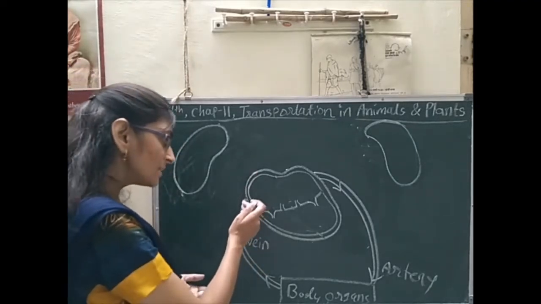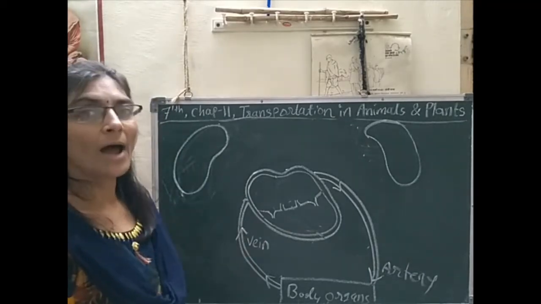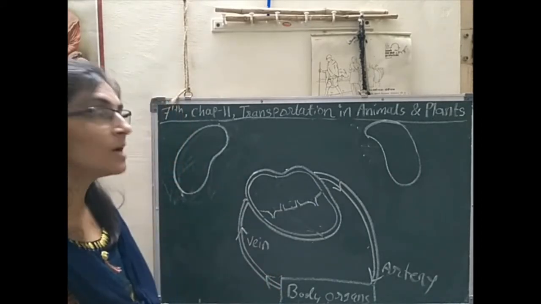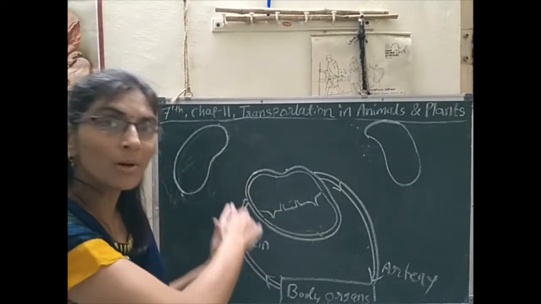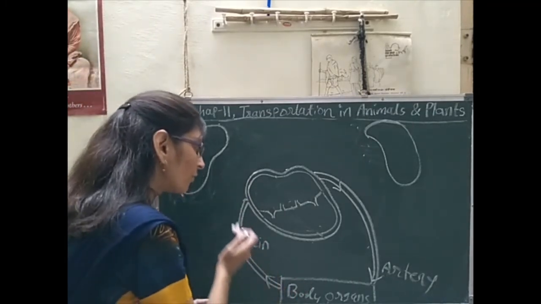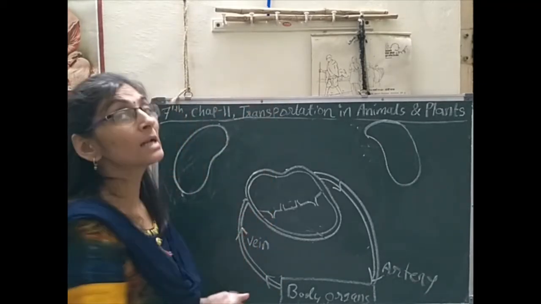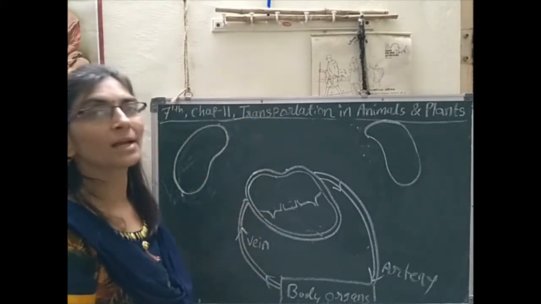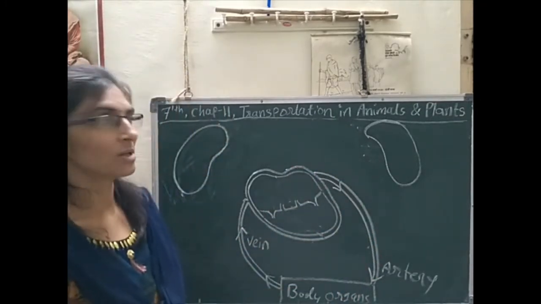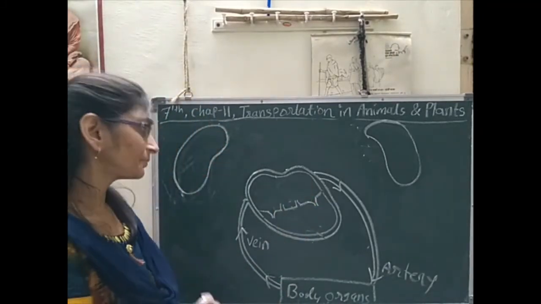So veins have valves inside. Why? Because the blood should not get reversed, as it is deoxygenated blood, and it should not flow backward. That's why, for one way flow towards the heart from all the body organs, valves are present everywhere inside the veins. But inside arteries, there are not valves everywhere. Only inside the heart there are valves in the artery.